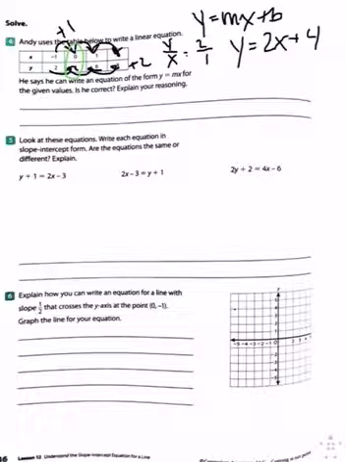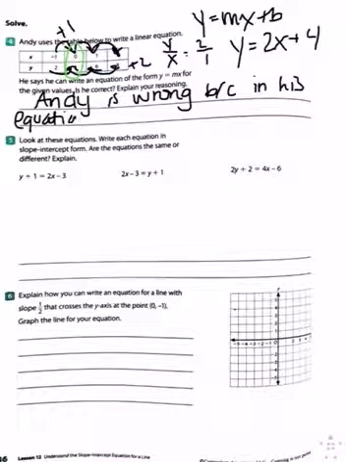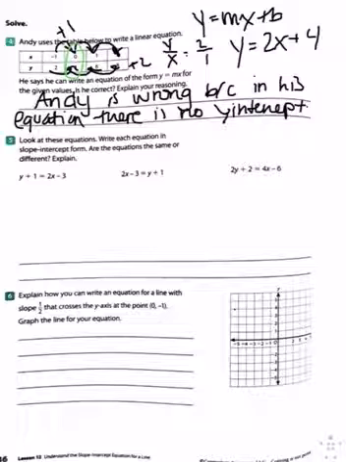We can then say that Andy is wrong, because in his equation there is no y-intercept. In his equation, y equals mx, there's no y-intercept. But in our equation that we created from the table, there's a y-intercept of 4.